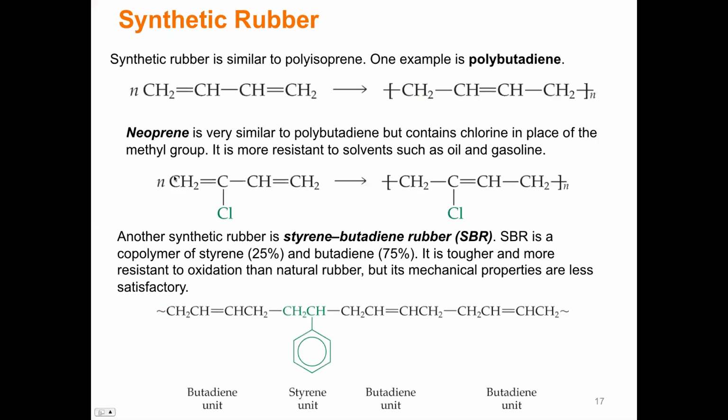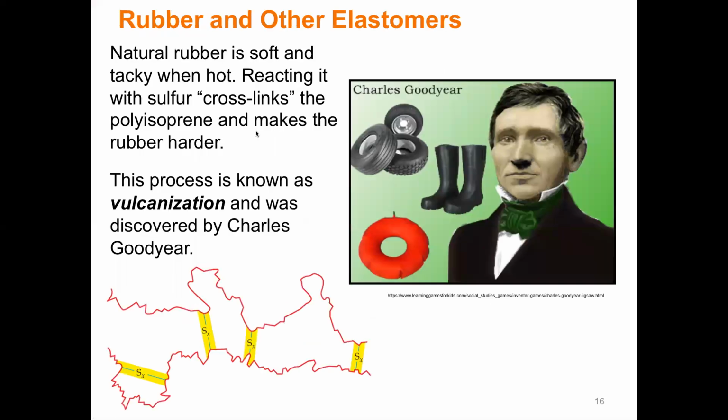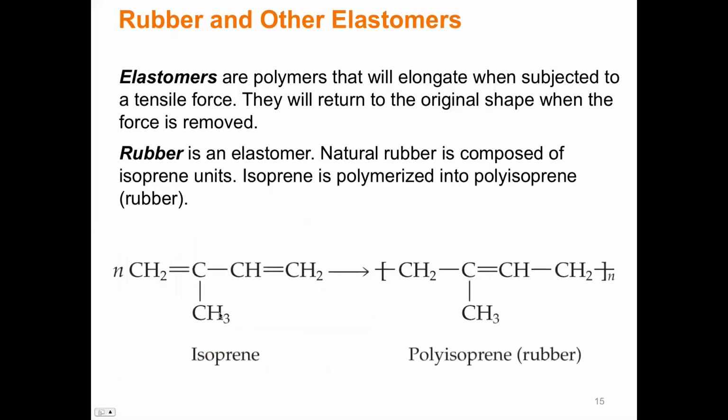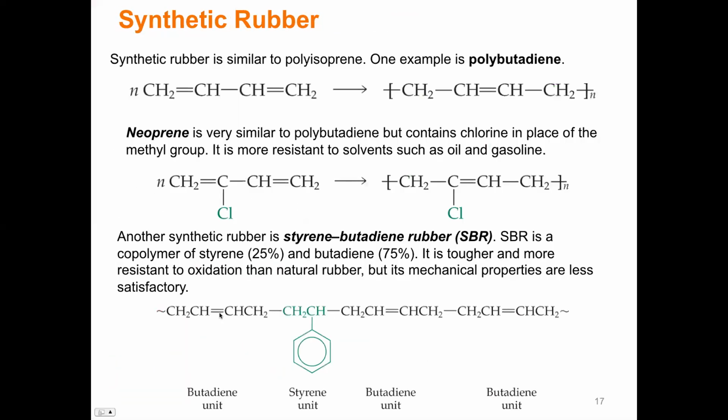Then, of course, neoprene. Notice here there's a chloride group, so that gives it different properties. It's similar, but now you've got this chlorine in place of the methyl group that you would have seen back here. So you've got this chlorine instead, and it gives very different properties. So you know what they use that for, right?